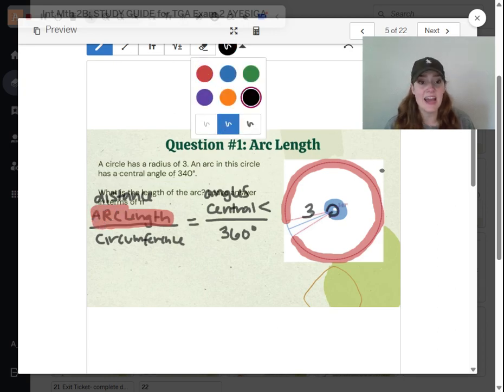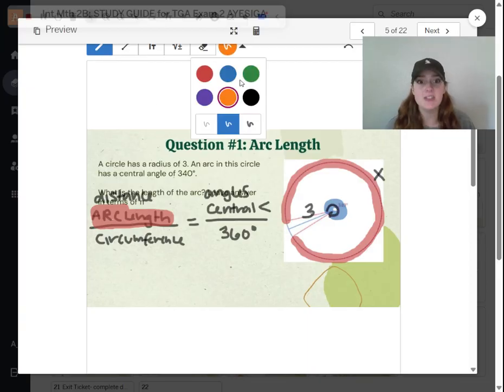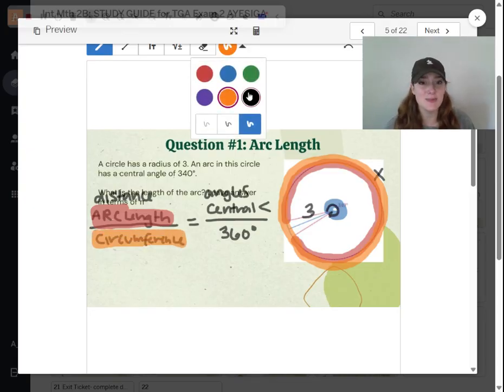So I'm going to label it as x. We don't know it yet. We're going to find it. The circumference is talking about the distance. This is the grand total distance of the entire circle. Remember, circumference is almost like saying the perimeter of a circle. So we're going to find that total distance.